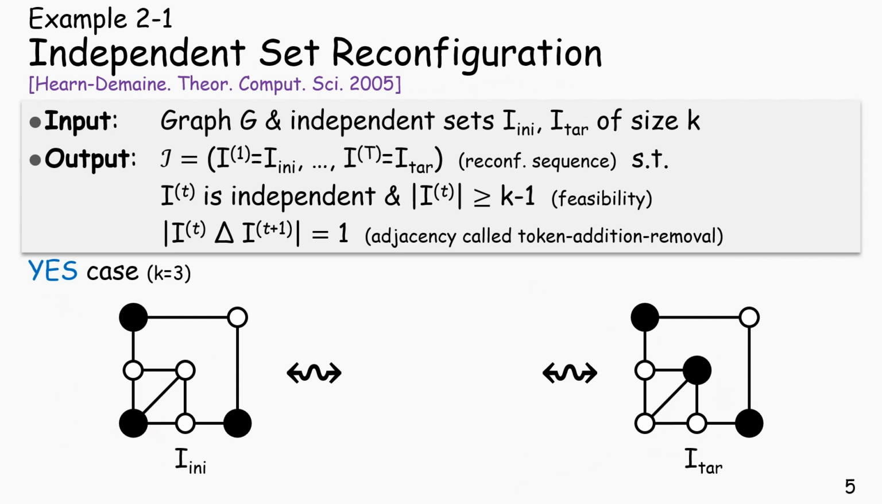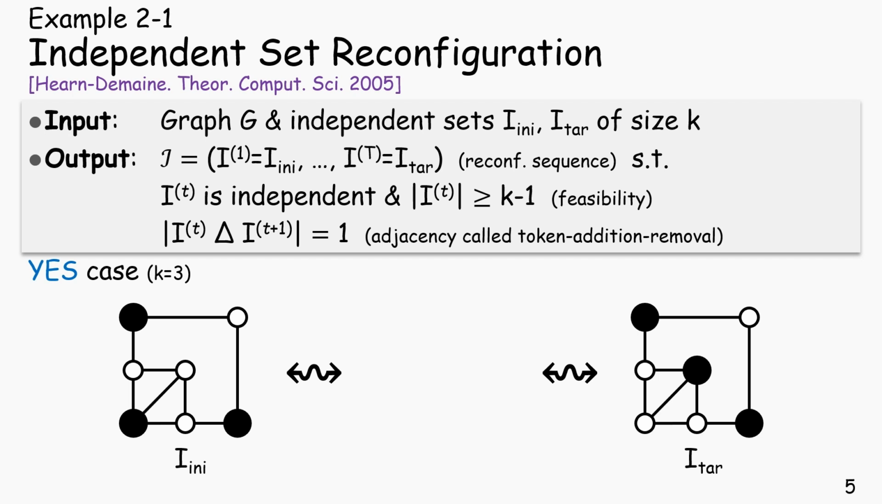Independent set reconfiguration is another reconfiguration problem. In this problem, we are given a graph G and its independent sets of size k, initial I and target I. Then we would like to transform initial I into target I by adding or removing a single vertex, such that each vertex set is an independent set of size at least k-1.